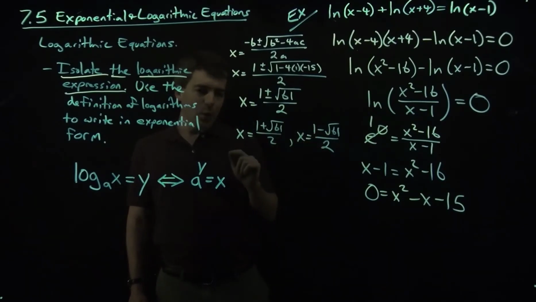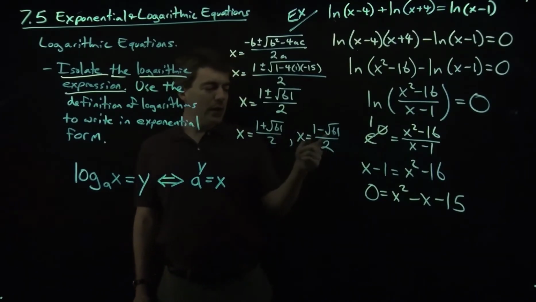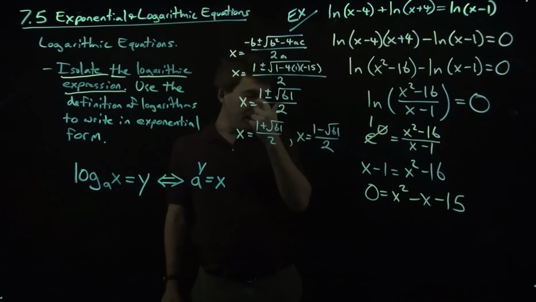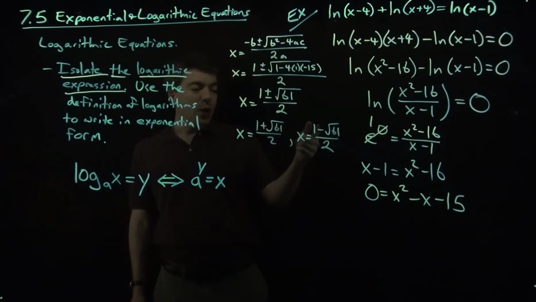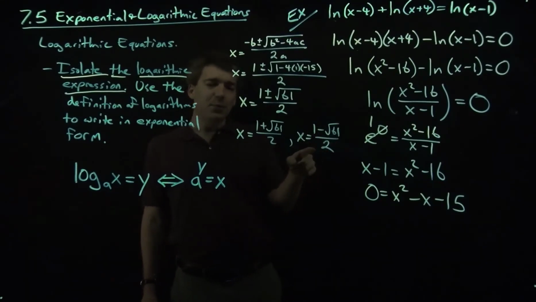is larger than 1, and we know this because 61 is between 7 squared, which is 49, and 8 squared, which is 64. So this is 7 point something. So we're taking 1 minus something in the terms of 7. So this term is negative, and that's a problem.